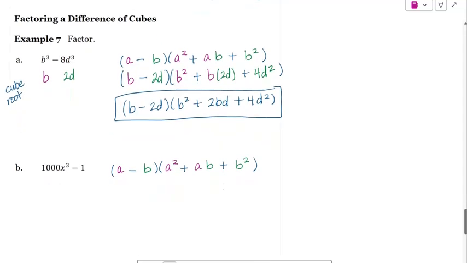All right, and then for example B, the cube root of 1000x cubed is 10x. And the cube root of 1 is just 1. So I'm going to put a 10x wherever I see a. This will be 100x squared, 10x. And then I'm going to just put a 1 wherever I have b. That's easy. 1 squared is also just 1.